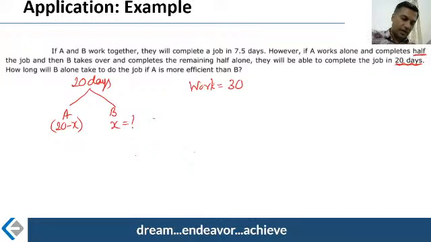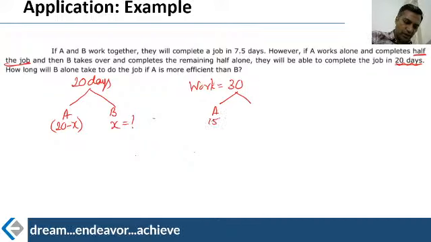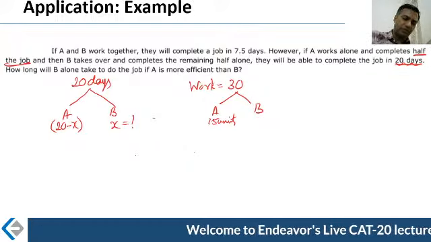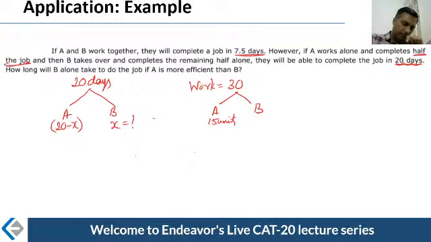Getting the half is easier, half the job. Half of 30 becomes 15. Therefore, A is doing 15 units, and B is also doing 15 units. It's easy to write. Therefore, let it be a multiple of 7.5, and dividing by 2 also should be easier.